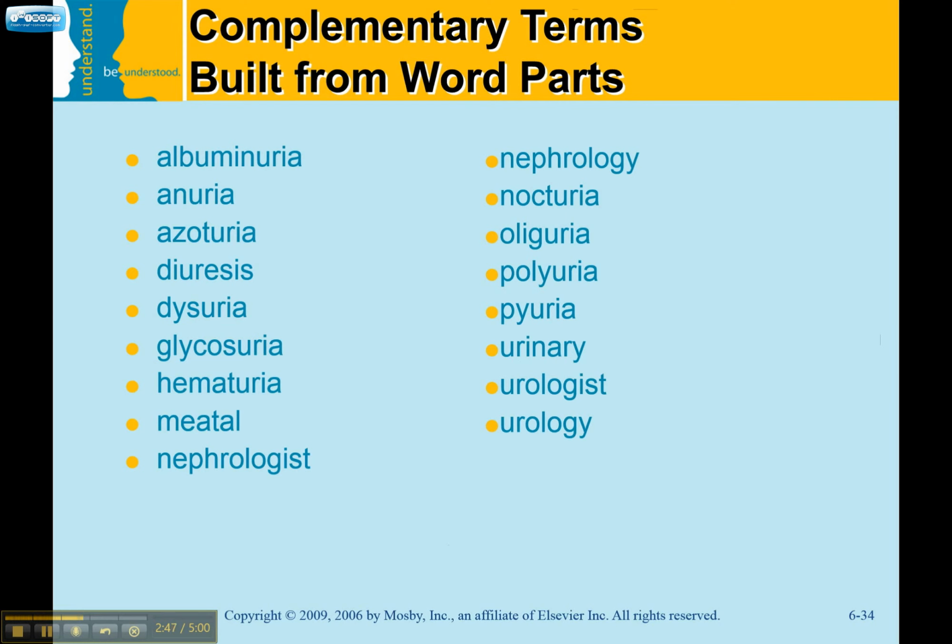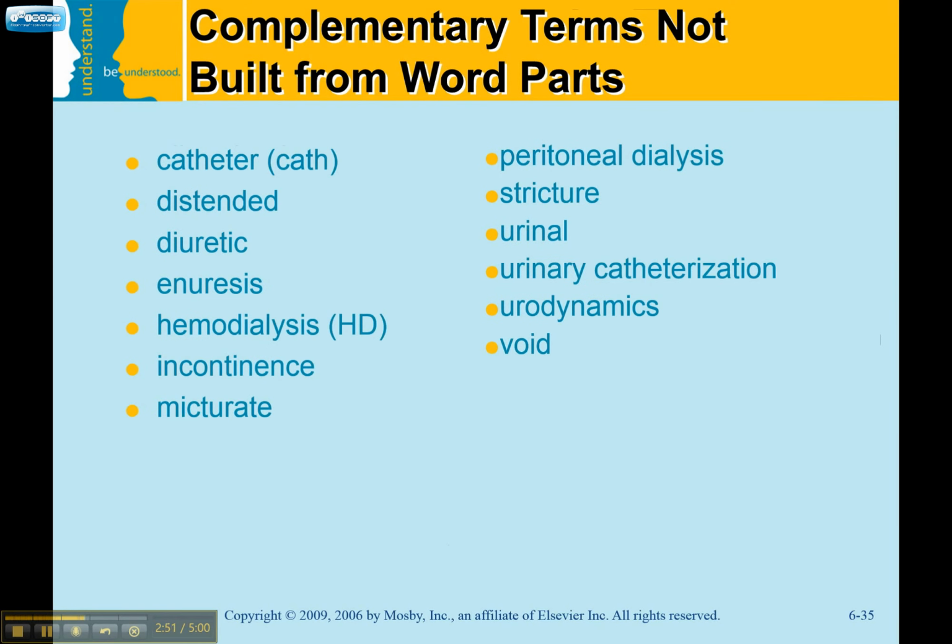And we have complementary terms built from word parts and not built from word parts. Some of these are going to be very familiar to you, like catheter. You know that's like a tube that can be inserted through the urethra and into the bladder to drain the bladder if a person's having any sort of bladder or urinary tract issues. Distended just means that, like, if a person's abdomen is distended, it means it's just real swollen.